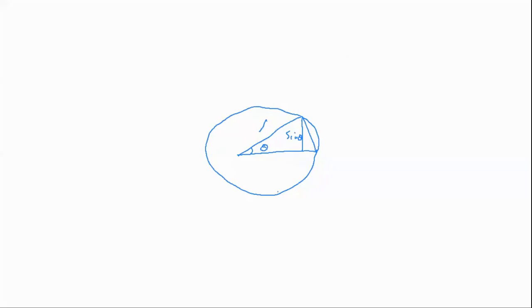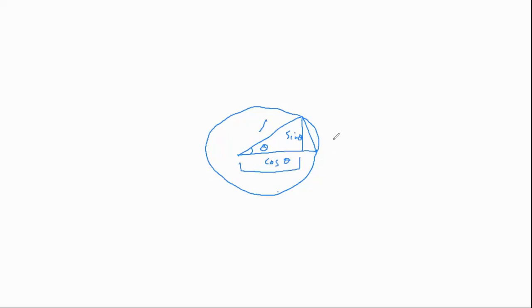Yes, this is sine theta, and this one is cosine theta. Why will that one be cosine theta? Because sine squared theta plus cosine squared theta equals 1, and we said the radius equals 1. So this is the hypotenuse, and this will be cosine theta. Cosine theta is from this point to this point, correct?